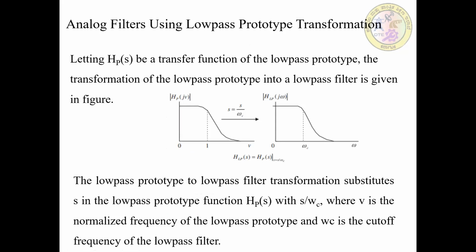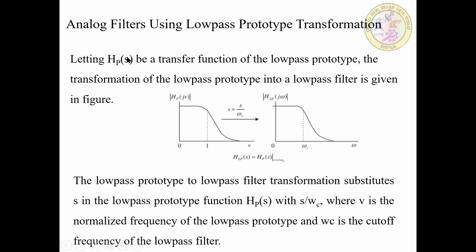Now, let us consider analog filters using low-pass prototype transformation. Before we begin to develop the bilinear transformation design, let us see the analog filter design using low-pass prototype transformation. In this method, we are going to convert the analog low-pass filter with a cutoff frequency of 1 radian per second, called the low-pass prototype, into a practical analog low-pass, high-pass, band-pass or band-stop filter with a given filter specification.